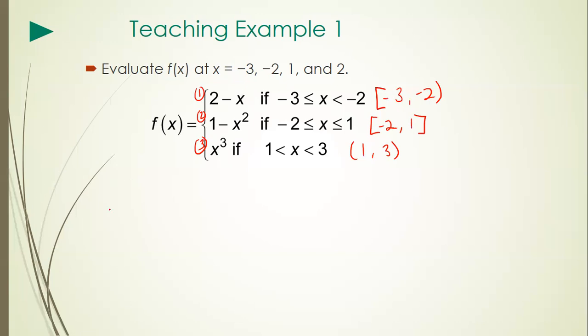Okay, so for f of -3, which one of these intervals does -3 fall on? Piece 1, piece 2, or piece 3? The first one. So we're going to use piece 1 to evaluate. This is where we're going to plug in -3 for x. So we have 2 minus -3. A negative times a negative makes a positive.